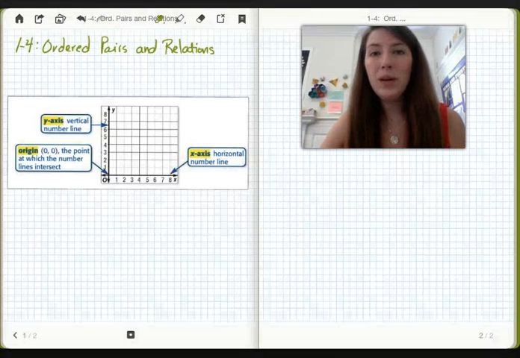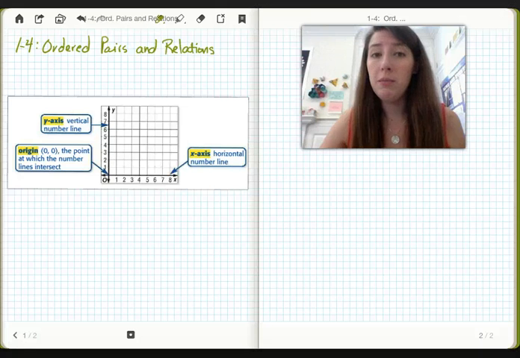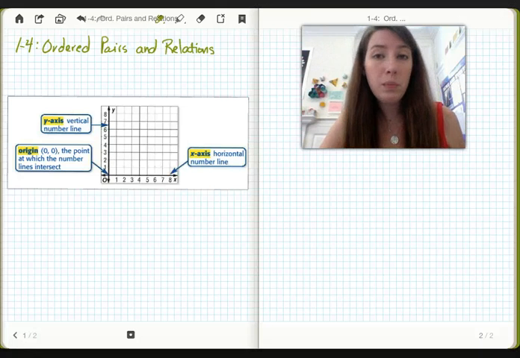Hi ladies, today we are going to talk about ordered pairs, the coordinate plane, relations, domain, and range. Some of these terms should seem familiar to you. So what you need to do is make sure that you have some lined paper on which to take notes. It doesn't have to be graph paper. You can use graph paper if you'd like. You need your handouts for 1-4, and of course you need a pencil.